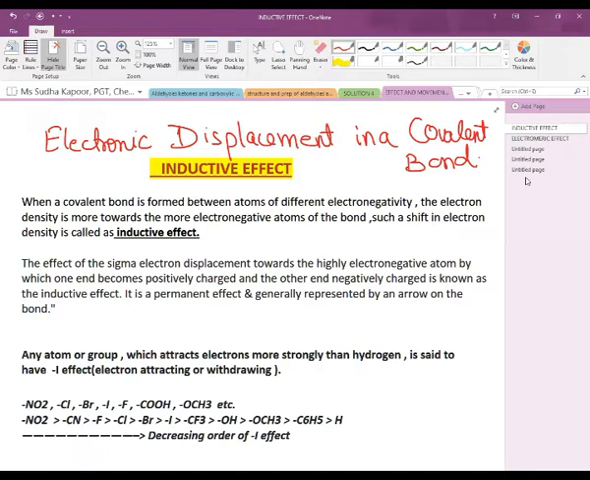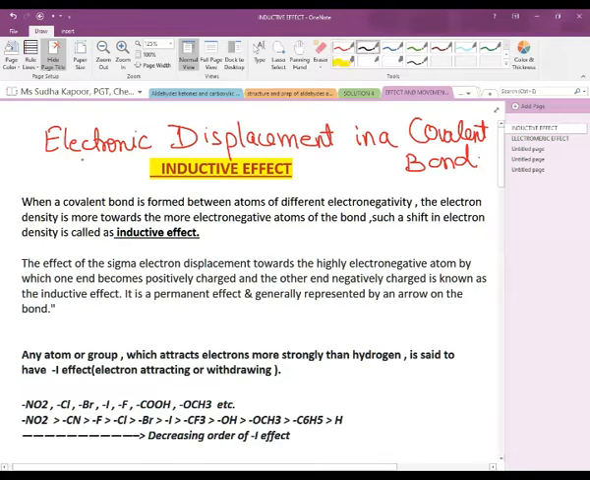Hello students, in today's video we are going to discuss electronic displacement in a covalent bond. When we are talking about electronic displacement, the four main types of effects that arise are the inductive effect, resonance effect, electromeric effect and hyperconjugation. These four effects are very essential to understand how the mechanism takes place and how the electrons are moved.